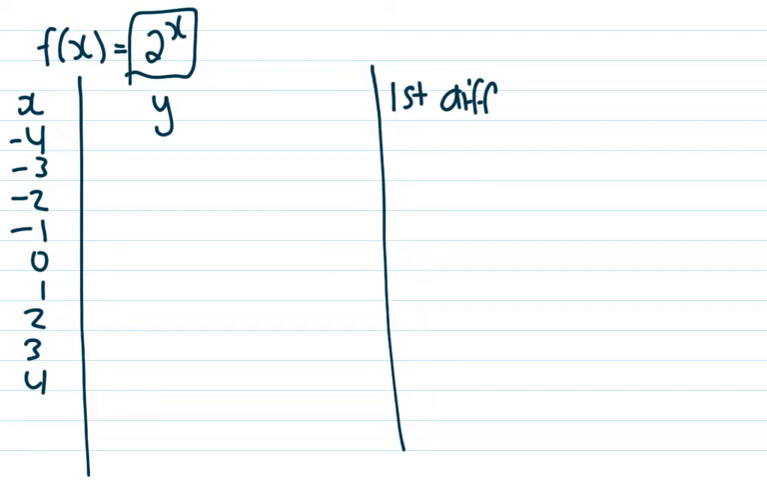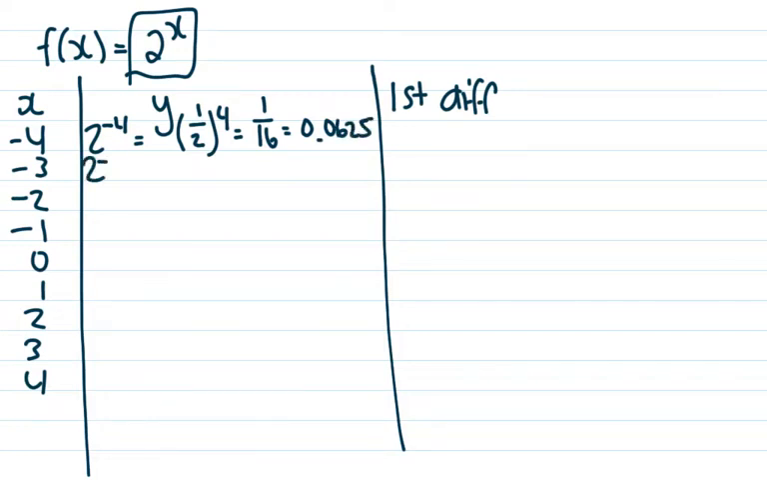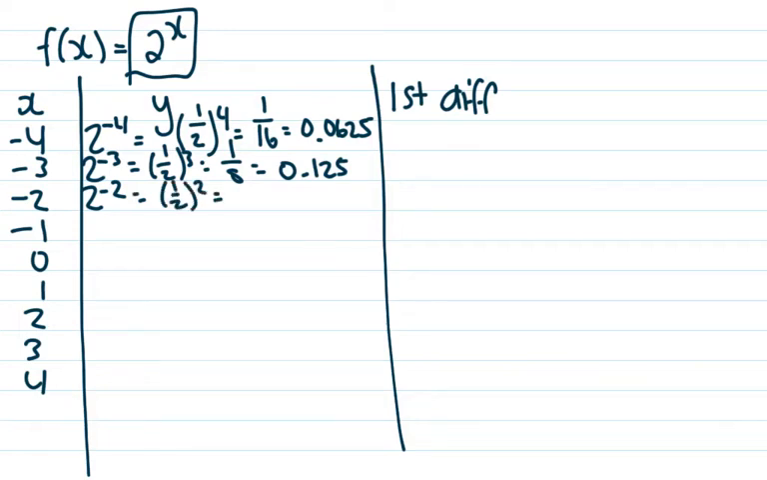If I have 2 to the power of -4, that's the same as 1 over 2 to the power of 4, which equals 1 over 16, which equals 0.0625. If I have 2 to the power of -3, I have 1 over 2 to the power of 3, which is 1 over 8, which is 0.125. 2 to the power of -2 is 1 over 2 squared, which is 1 over 4, which is 0.25. 2 to the power of -1 equals 1 over 2, which is a half.